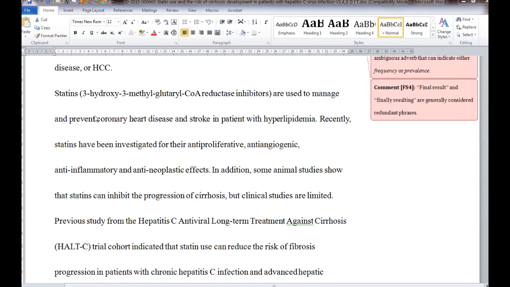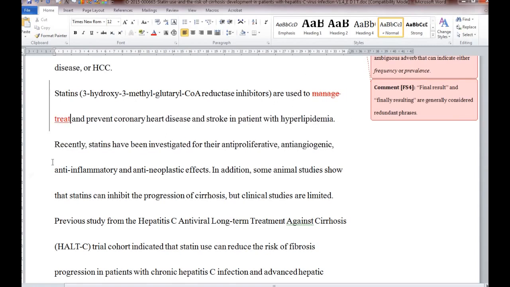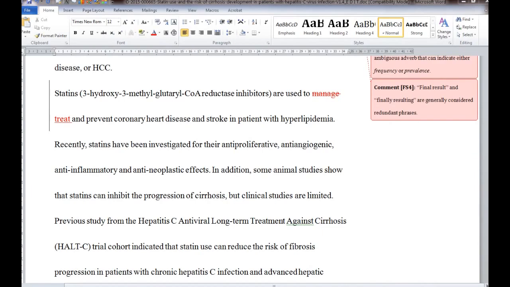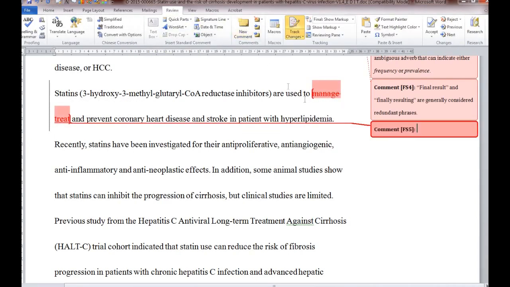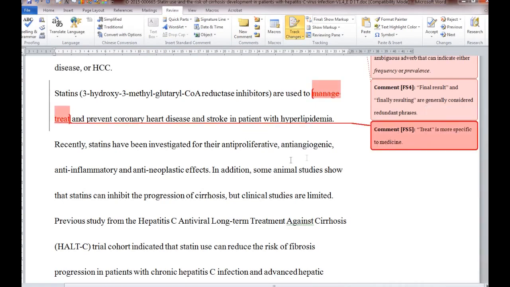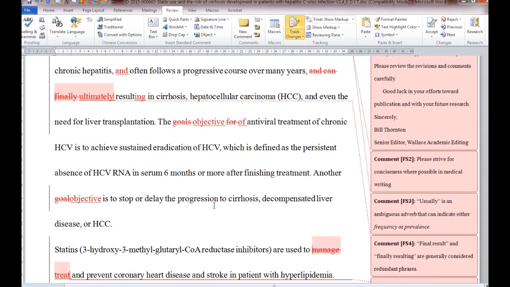Not bad, but we want to get as specific as possible. English has a wide vocabulary, the widest in the world, and there are many words that are specific to usage, to particular meanings. And manage is not bad, but we want something that's more domain specific. We're talking about treatment. I'm going to change that to treat. Okay. And I'd like to comment on that so that the author understands.